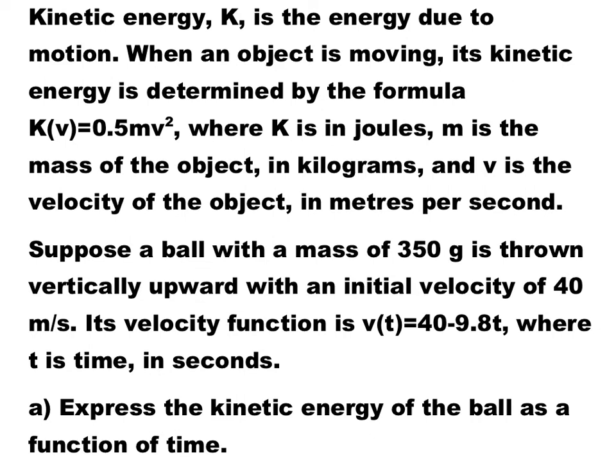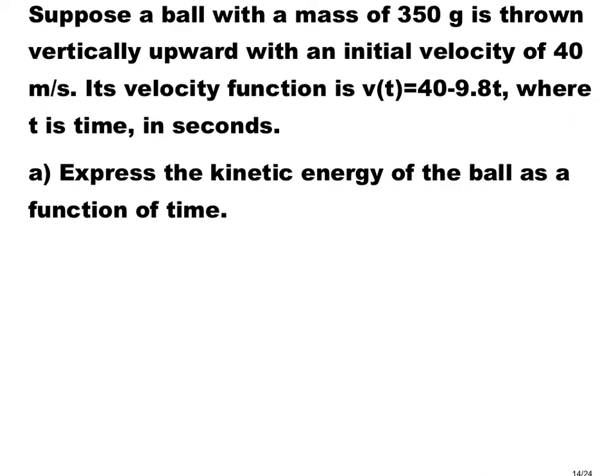The next question says the kinetic energy K of a moving object is determined by the formula K(v) equals 0.5 m v squared, where m is the mass of the object in kilograms and v is the velocity of the object in meters per second. Suppose a ball with a mass of 350 grams is thrown vertically upward with an initial velocity of 40 meters per second. The velocity function is given by 40 minus 9.8t, where t is time in seconds. We are supposed to express the kinetic energy of the ball as a function of time.